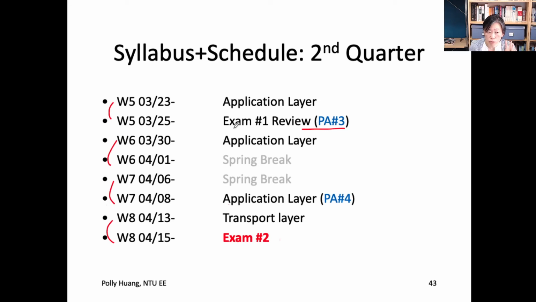And to make sure that you get the point of the exam questions, there's going to be a review session in the second lecture of week 5. And then this will go on.